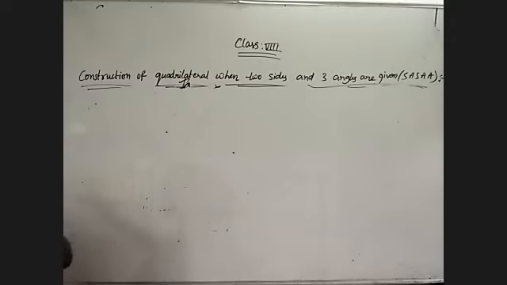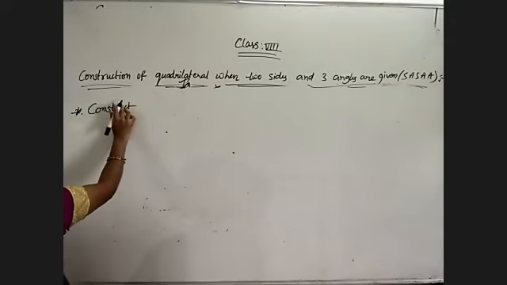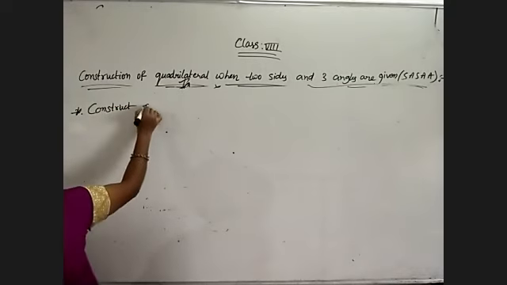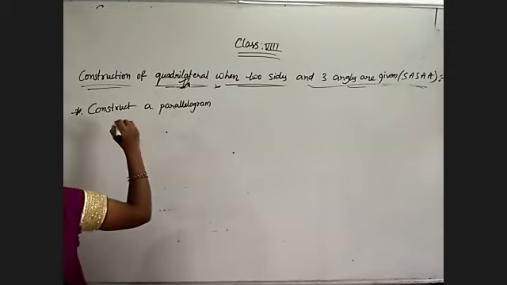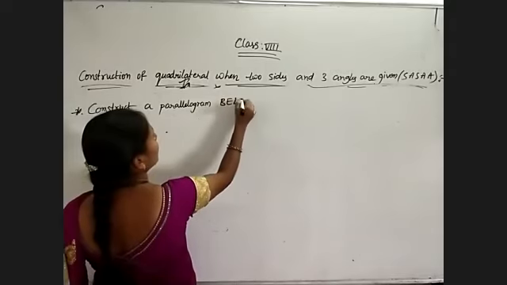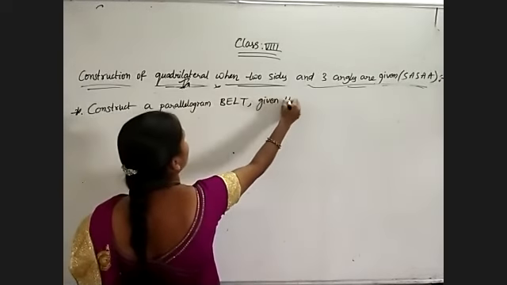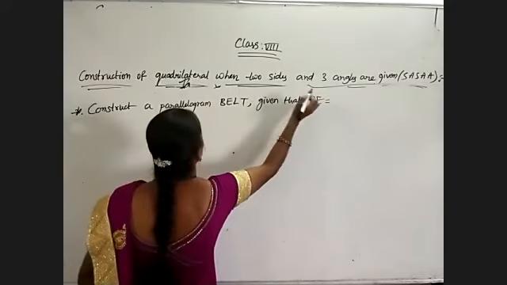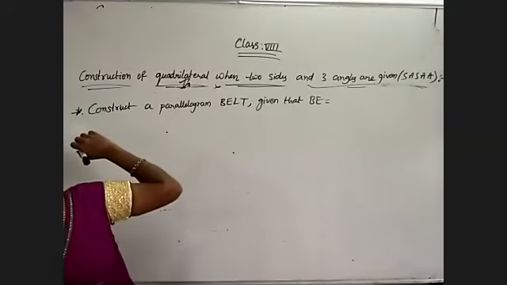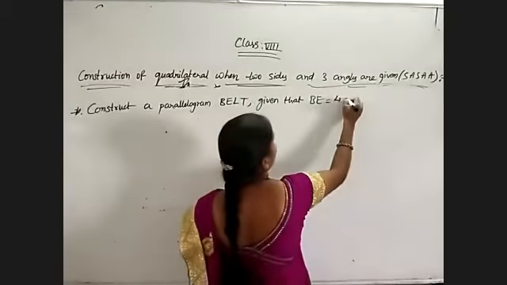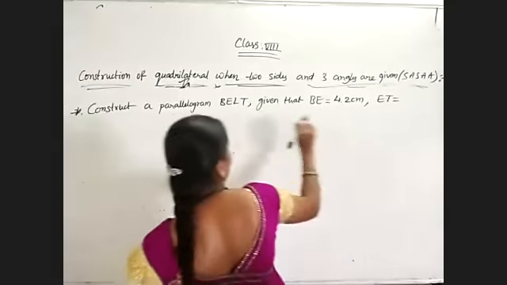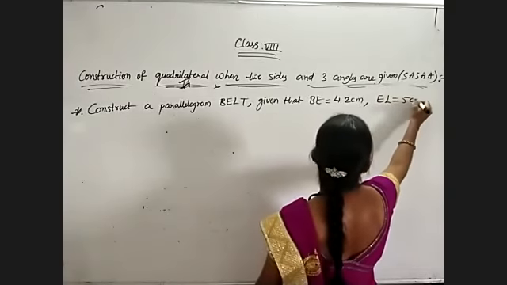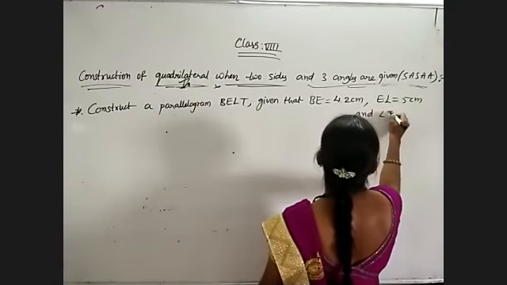Okay, now observe the example. Construct a parallelogram BELT, given that BE is equal to 4.2 centimeters and EL is equal to 5 centimeters and angle T is equal to 45 degrees.